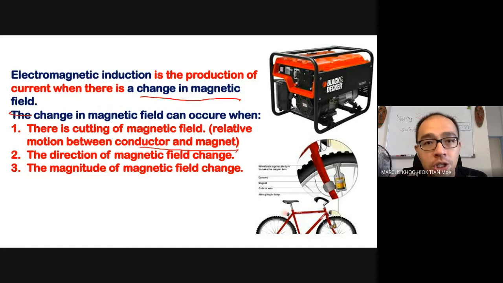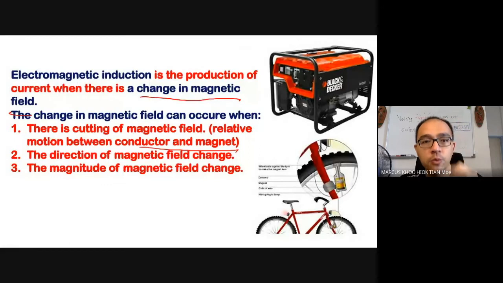Secondly, you change the direction of the magnetic field. For example, this is north, this is south. We know that the magnetic field goes from north to south. But if I change the magnetic field, I make this become north and I make this become south, the magnetic field is going to change direction. It was from here to here, now it's going to go from here to here. So when you change the polarities of the magnet, how we do that nanti kita bincang, that is also going to produce a current.